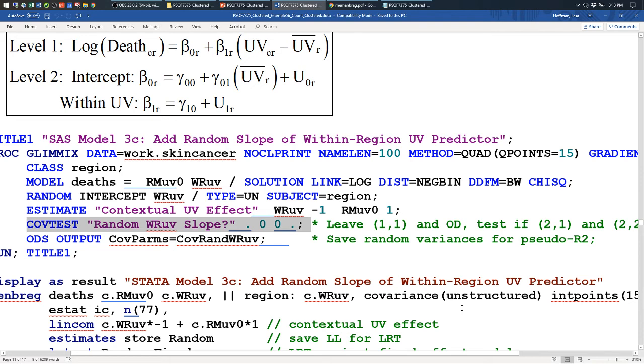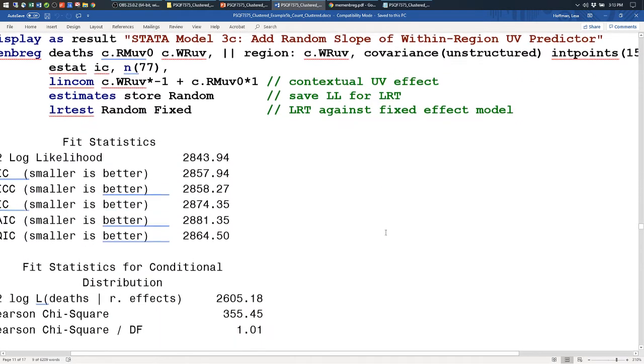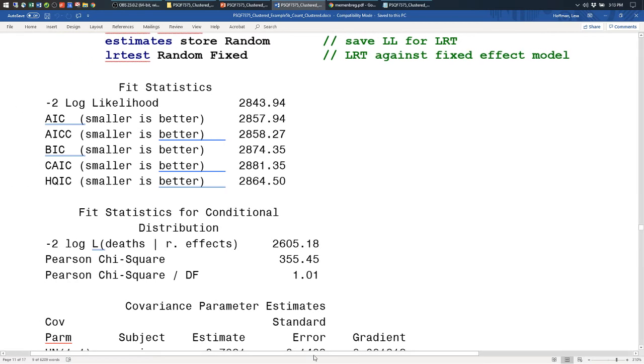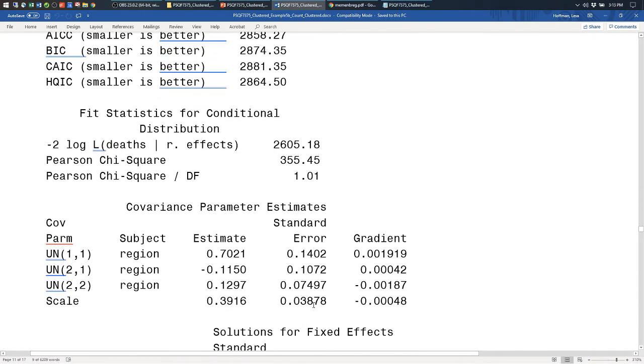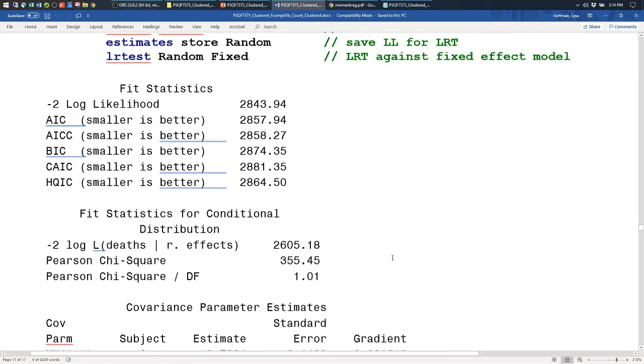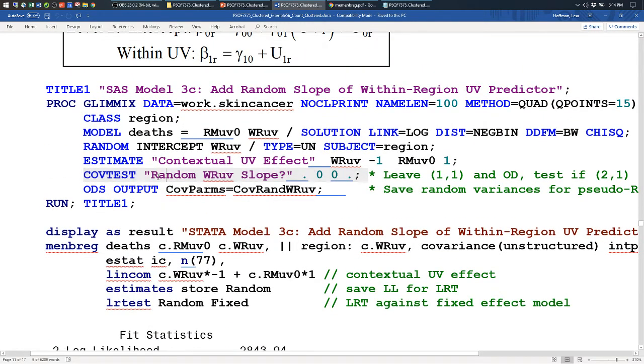So in this case, I have 4 values that I have to fill in. It's in order of the covariance parameters table. So you can always run it and look at that and then come back. The covariance parameters table lists the random effects first and then the scale factor last. The random effects are always specified in the order in which you wrote them on the random line.